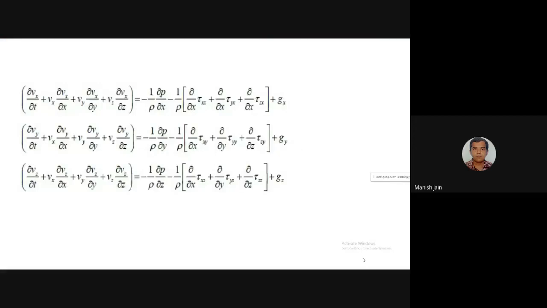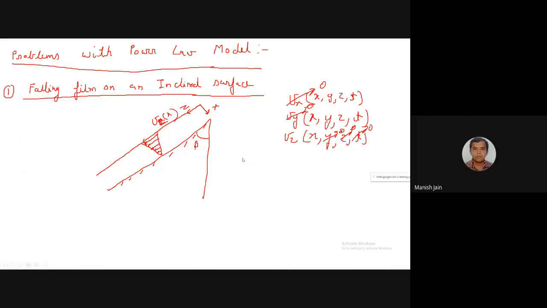Now in these three equations, you have to cancel out the terms which are zero. First you have to identify the non-zero tau and the velocity. The non-zero velocity is vz, which will depend upon x. Similarly, the non-zero shear stress is tau xz, that is the non-zero shear stress.